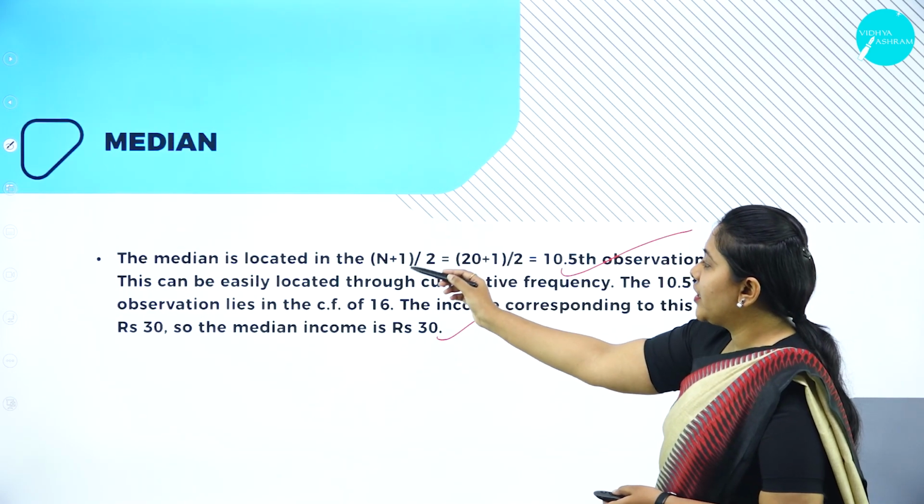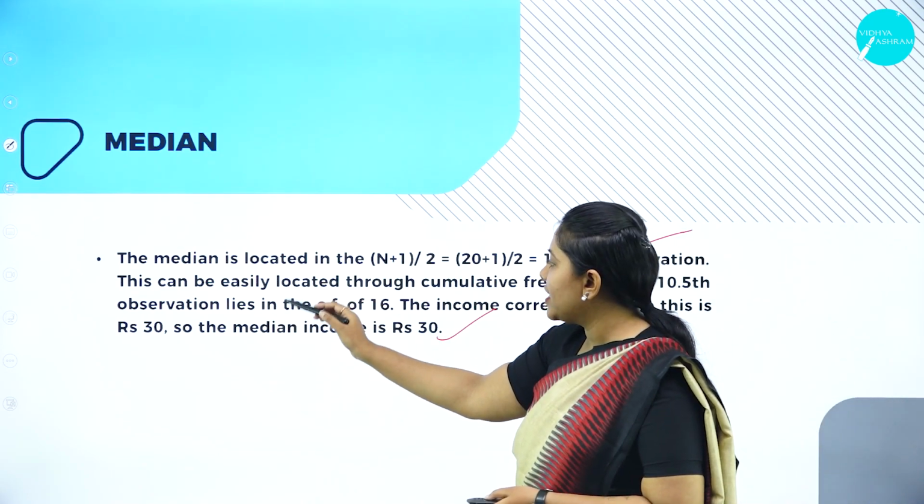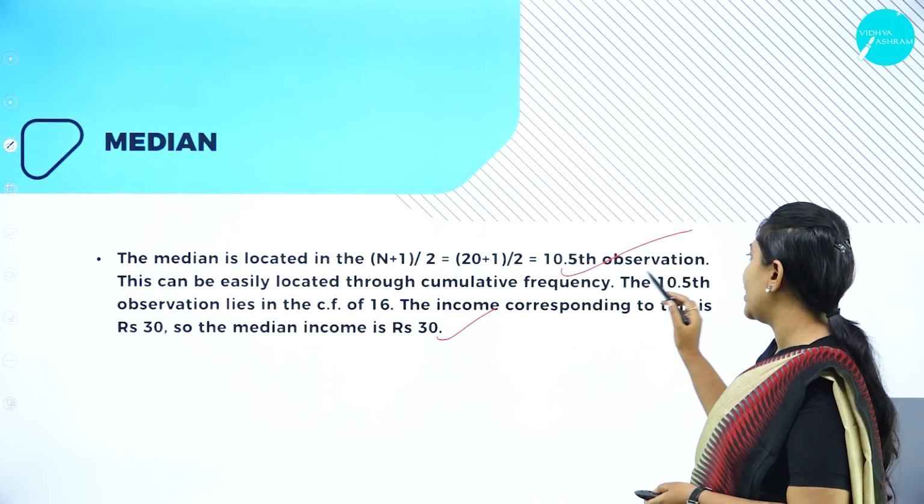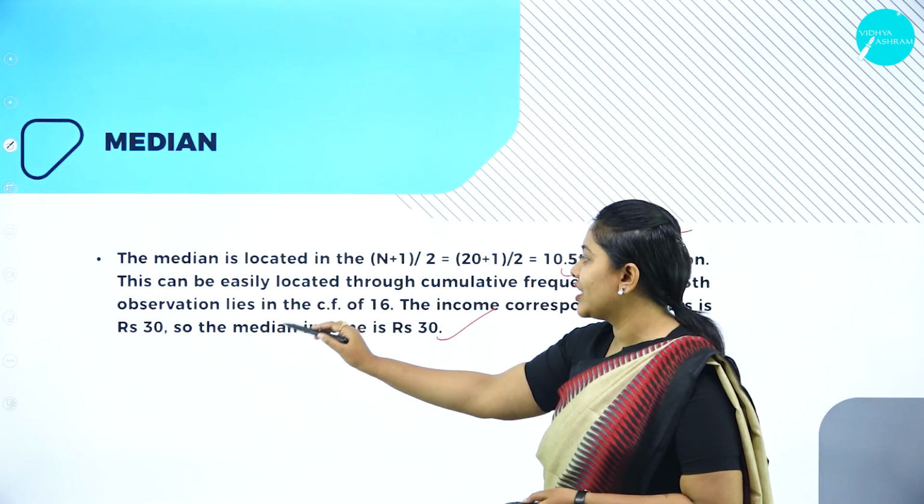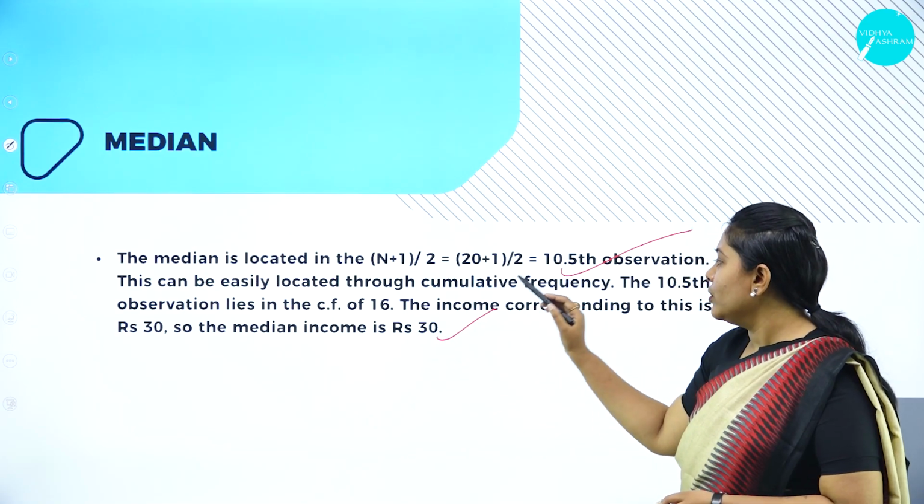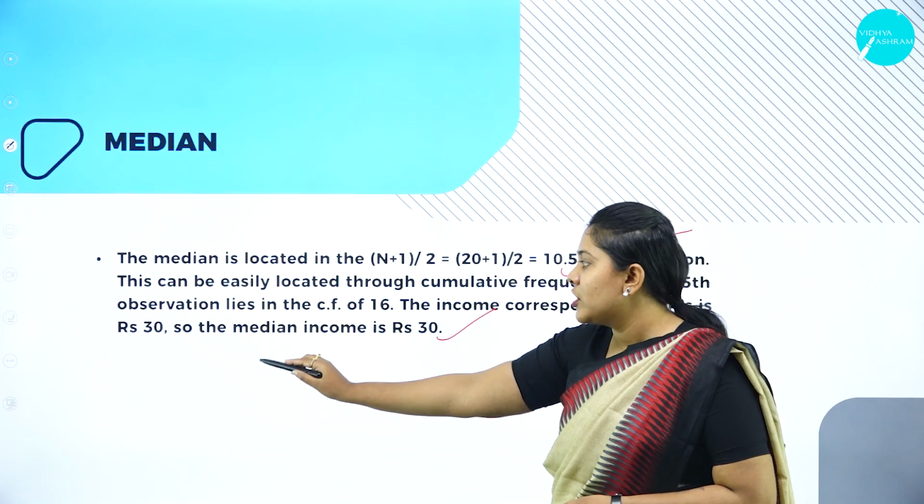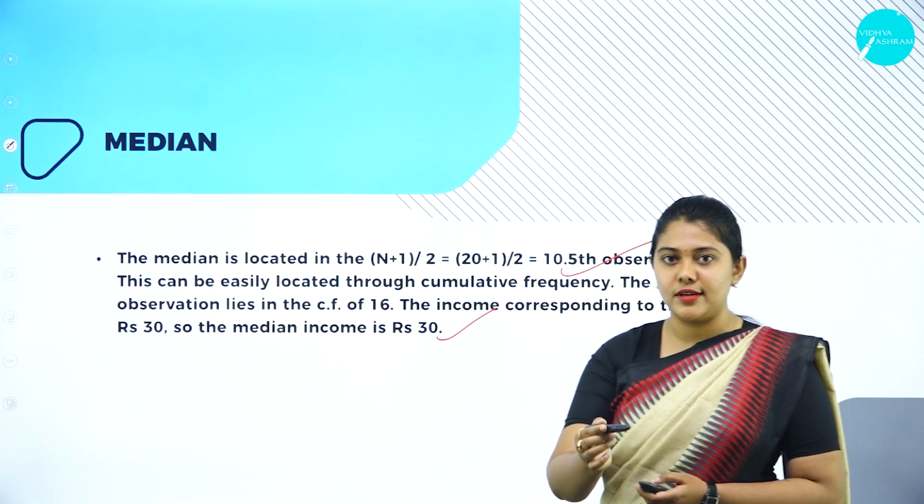The median is located at the 10.5th observation. This can be easily located through cumulative frequency. The 10.5th observation lies in the cumulative frequency of 16. As I have told you, the income corresponding to this is rupees 30. So the median of income is 30.